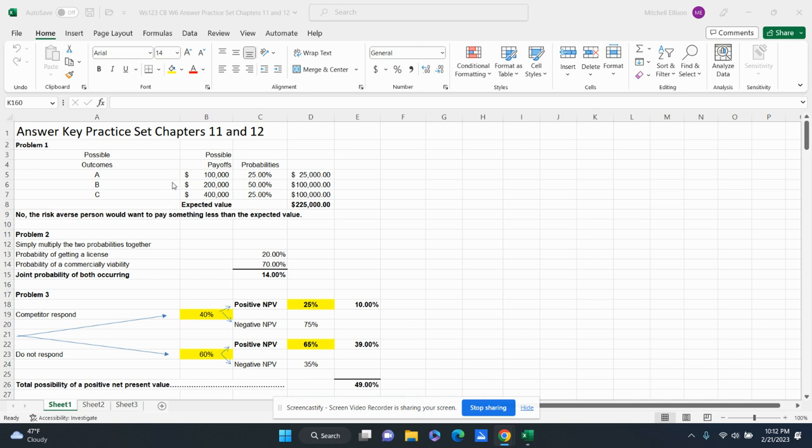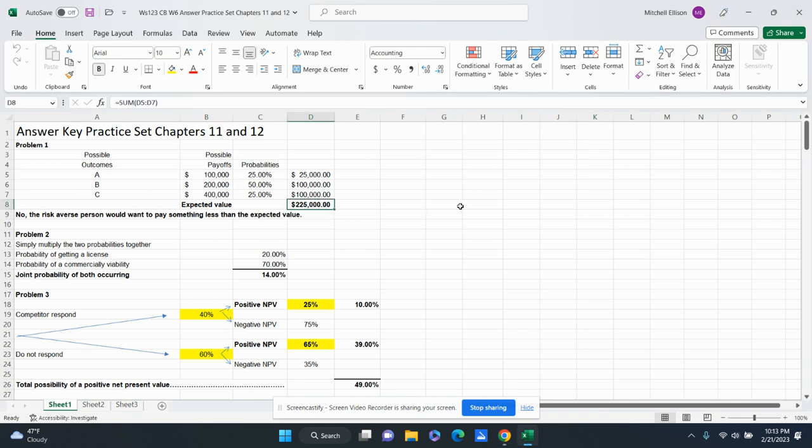The probability, you were given some probabilities and some possibilities. To get the expected value, you simply take each possibility times the probability. So 100,000 times 25% gives you 25,000. 50% of 200,000 is 100,000. 25% of 400,000 is 100,000. Add those together, and that gives you the expected value.